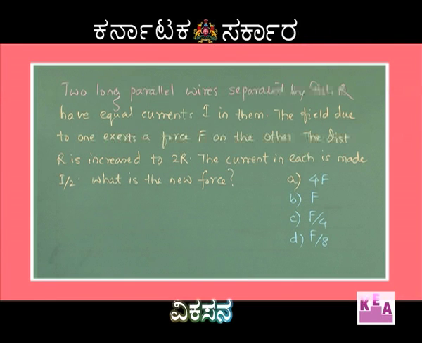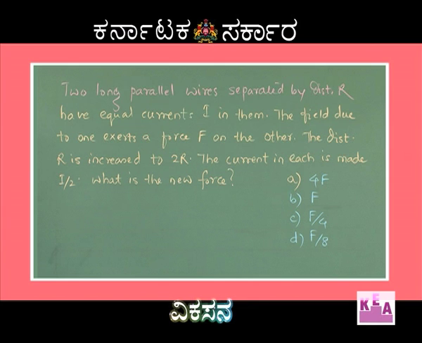Okay, so let us read the problem and see what is the situation there. Two long parallel wires separated by a distance r have equal currents I in them. The field due to one exerts a force F on the other. The distance r is increased to 2r. The current in each is made I by 2. What is the new force?